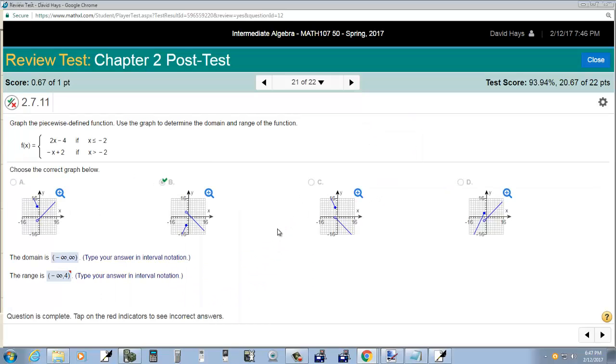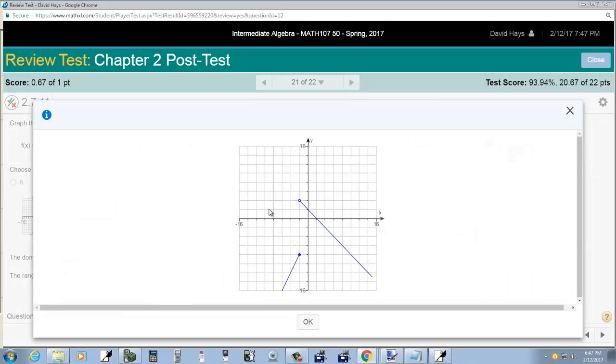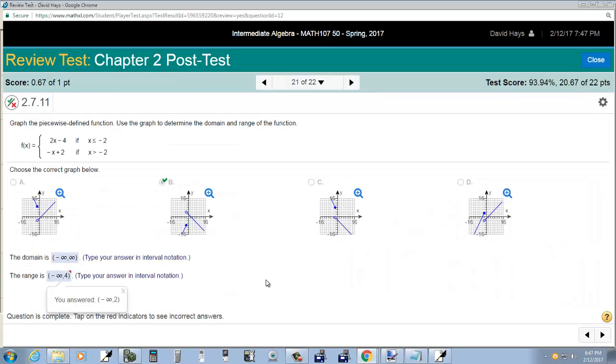So it's going to come up. Oh, here it is. Range is negative infinity to 4. Oh, these are going by 2s. That's not 2, that's 4. 2, 4, 6, 8, 10, 12, 14, 16. It helps to actually look at this tick mark up here instead of assuming they're by 1s. Okay. Well, you see the minor issues that I made there. So that's the review.